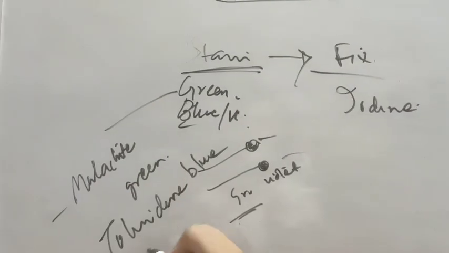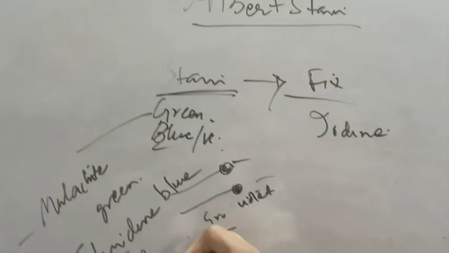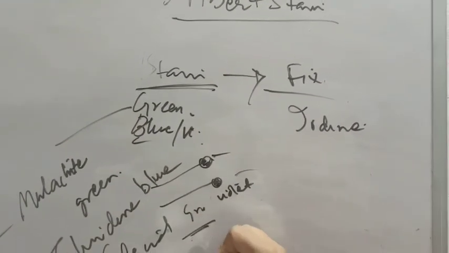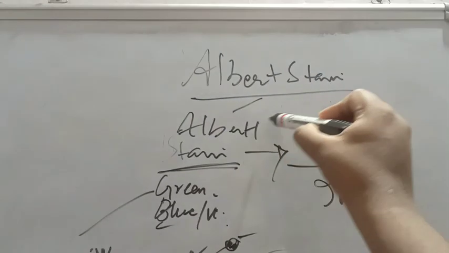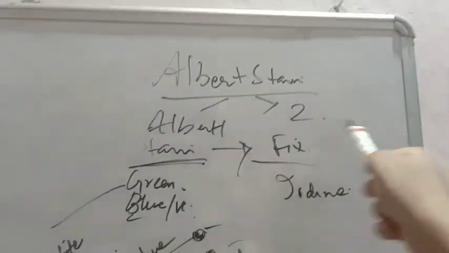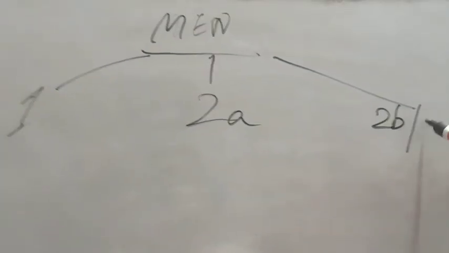And also you add glacial acetic acid. Something you also have to remember, right? Everything will not have a mnemonic. So another component is glacial acetic acid. So for Albert stain, we say that there is an Albert 1 and you also have an Albert 2. Albert 1 is you stain it, Albert 2 is you fix it. Okay, next we'll go to a very important topic, MEN syndrome. There are 2 MEN syndromes. One is MEN 1, 2A and 2B. 2B is also known as MEN 3.